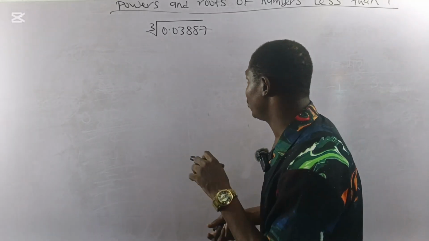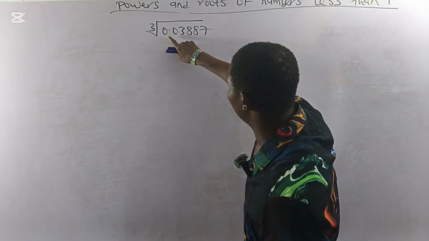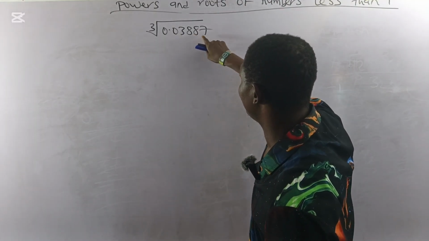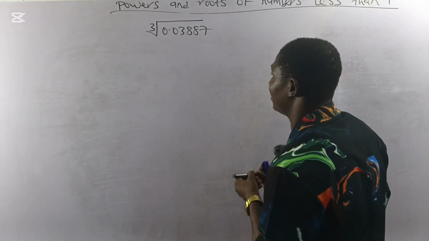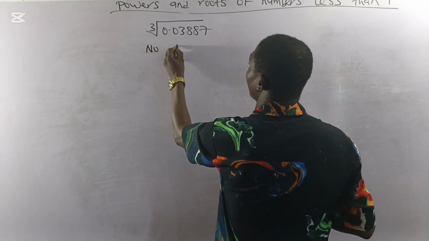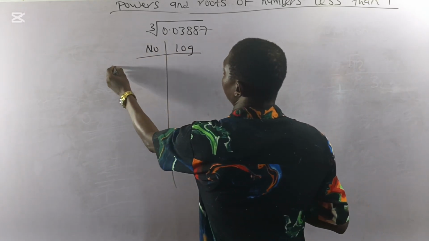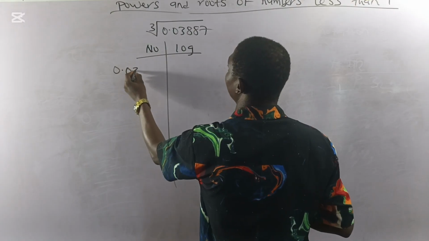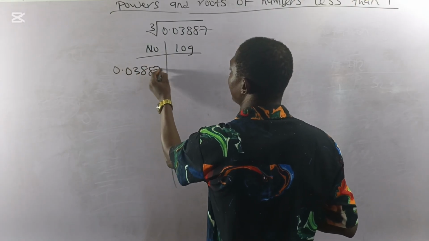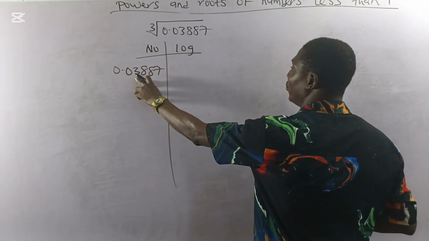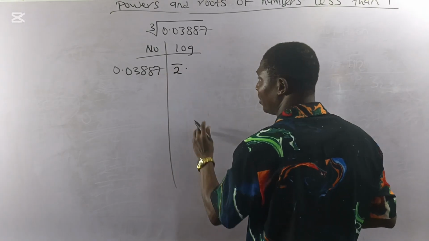So we have another question here. The cube root of 0.03887. How do we get it? We use our number and our log. We have 0.03887. 2 zeros before the real number gives me bar 2 as my characteristic.